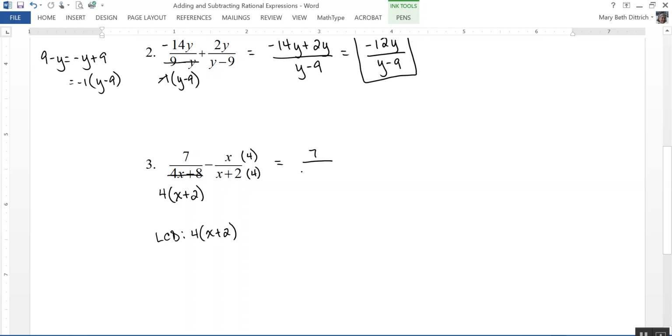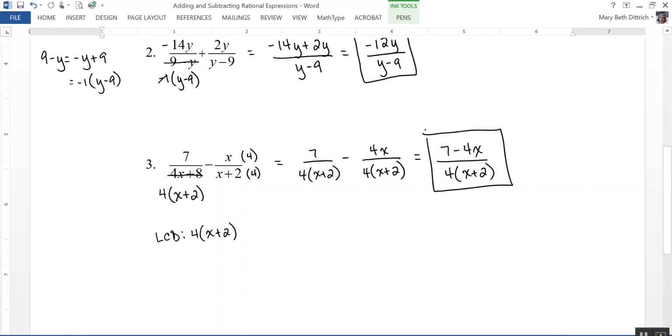So that's going to give me 7 over 4 times x plus 2, minus 4x over 4 times x plus 2. And here's a common mistake I've seen people make: they'll look at this second rational expression and say, oh, I can cancel a 4 on the top and a 4 on the bottom. Well, don't do that, because we just multiplied it by 4 so that we would get a common denominator. Even though you feel like you want to cancel that, don't. So now I can just combine my terms across the top and write it with my common denominator. You can leave it factored, or you can go ahead and write it as 4x plus 8. So there is my answer.